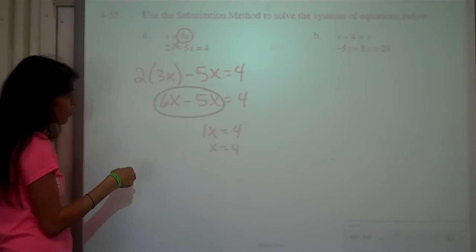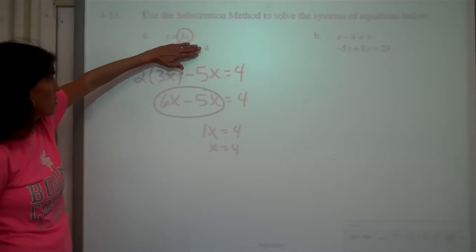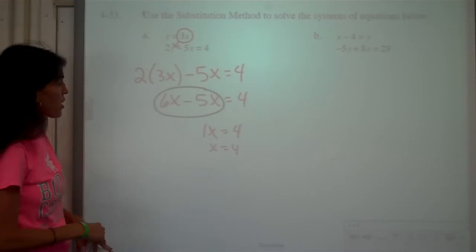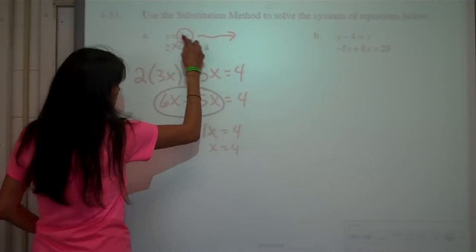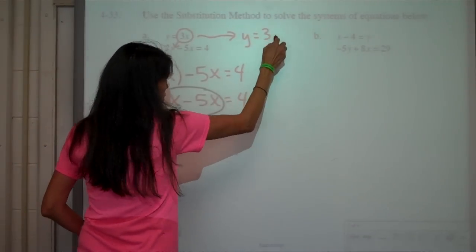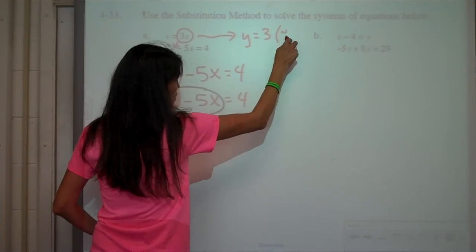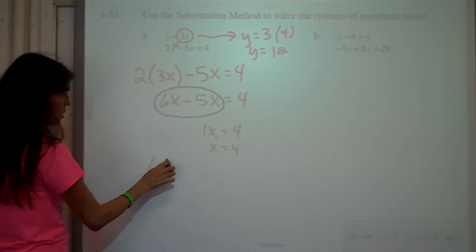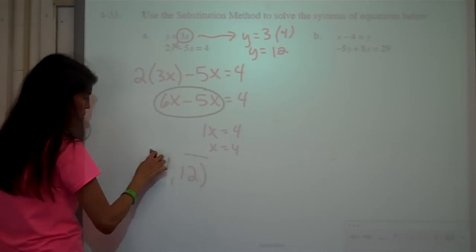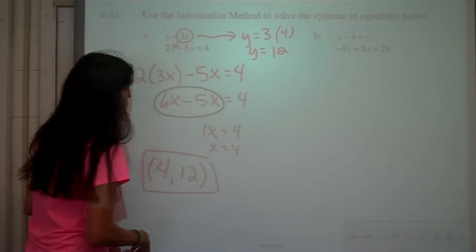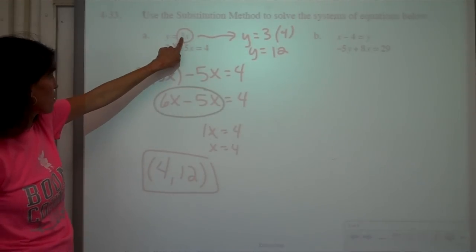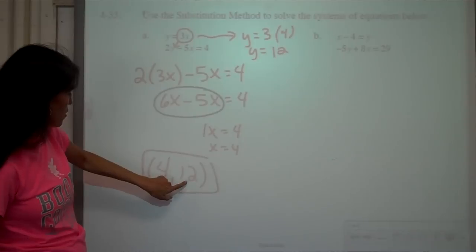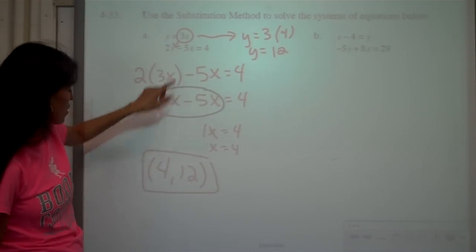Pick either one of the 2 equations. I prefer this one. It's less work to put the 4 in right there, than to put the 4 in there and work it out. You can do whatever you want. So y equals 3 times x, which is 4. So y is 12. So your solution to this system is 4, 12. It means if I put a 4 in here, 3 times 4 will give me a 12.